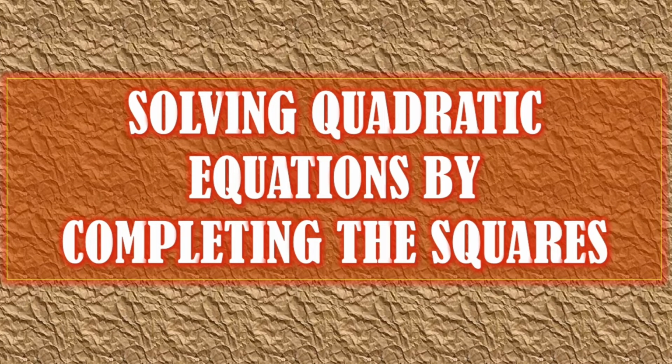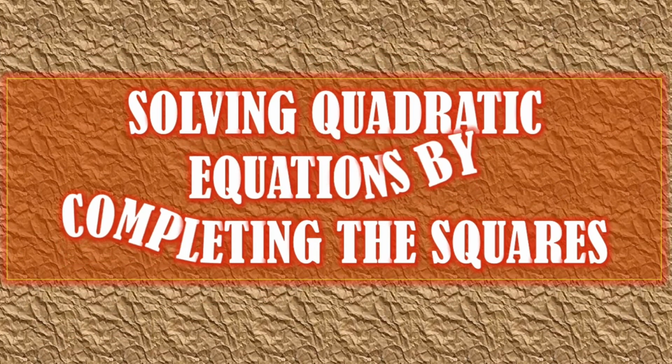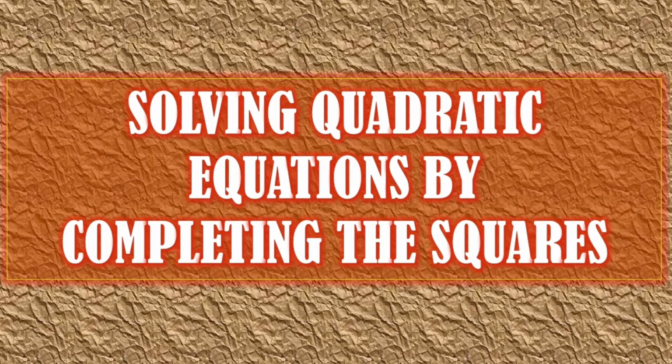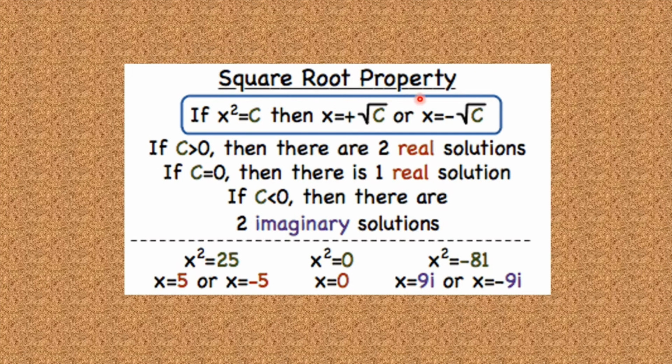Solving quadratic equations by completing the square. Square root property. If x squared is equal to c, then x is equal to positive square root of c, or x is equal to negative square root of c. C is a constant. If c is greater than 0, then there are two real solutions.